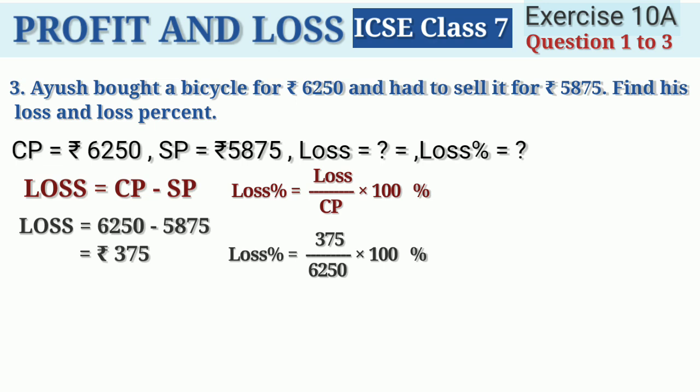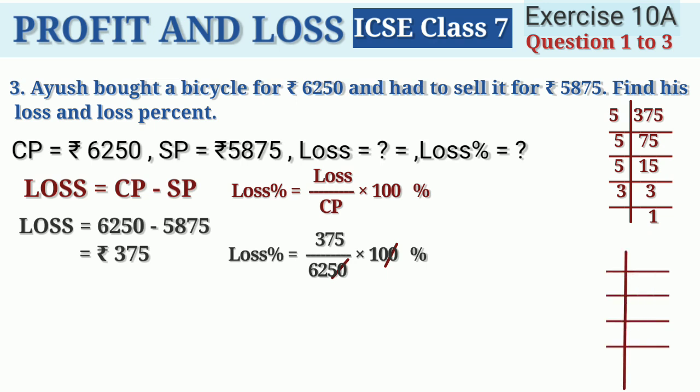Let us first write factors of 375 and 6250. Factors of 375. 375 is divisible by 5, which gives us 75, which is again divisible by 5, which gives us 15. Again divisible by 5, we get 3, and 3 ones are 3. We can cancel 0 from 6250 with 100. So we will find factors of 625. 625 is divisible by 5, we get 125. Again divisible by 5, we get 25. Divide by 5, we get 5, and 5 ones are 5.